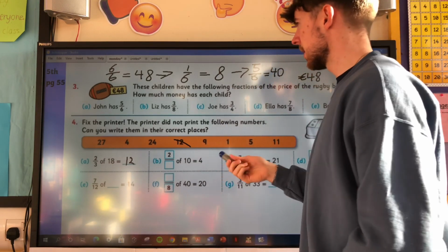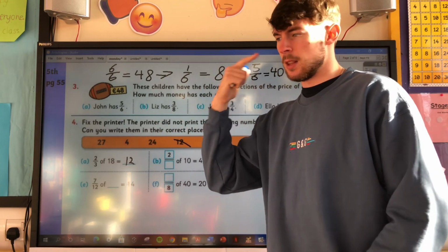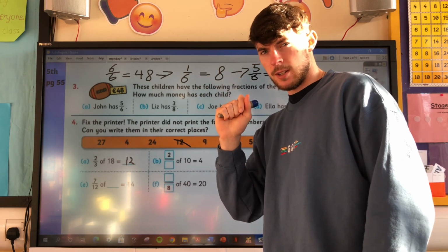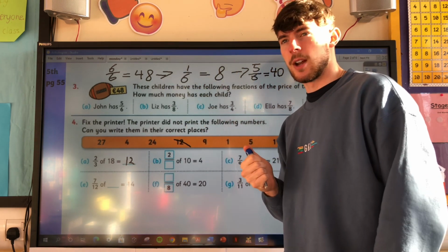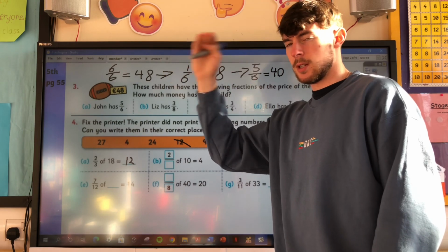So the first thing we always have to do is find the whole number, then the one fraction of it, and then we have to find the desired fraction. So we have to find the whole number, divide, and then multiply.